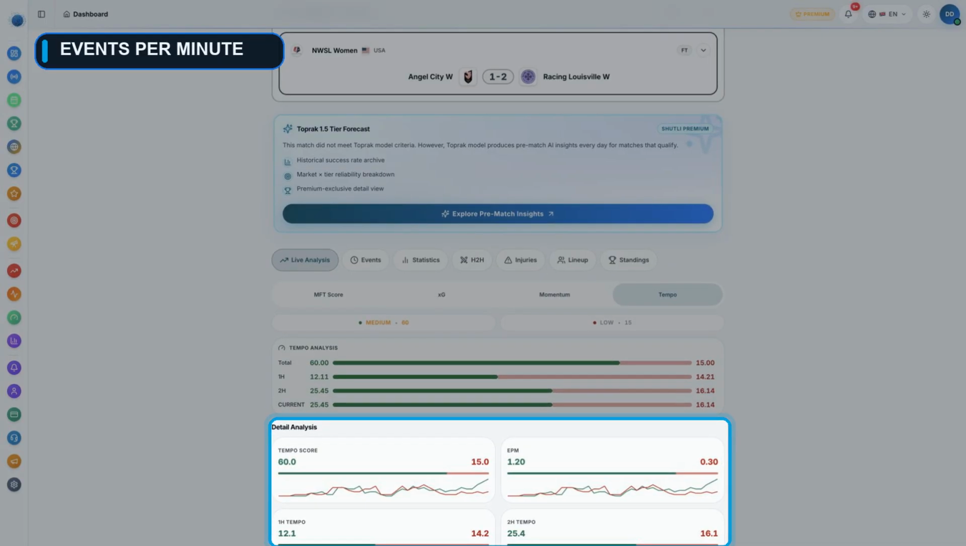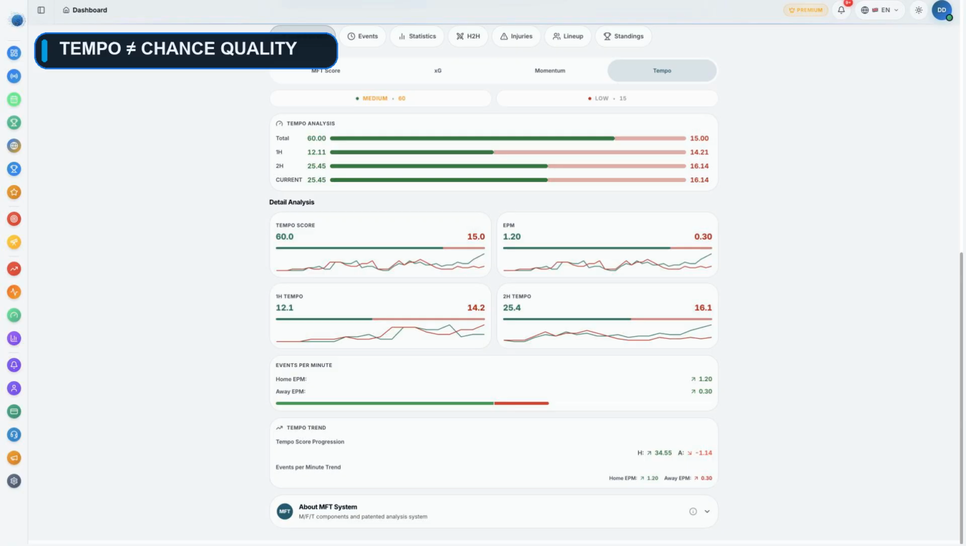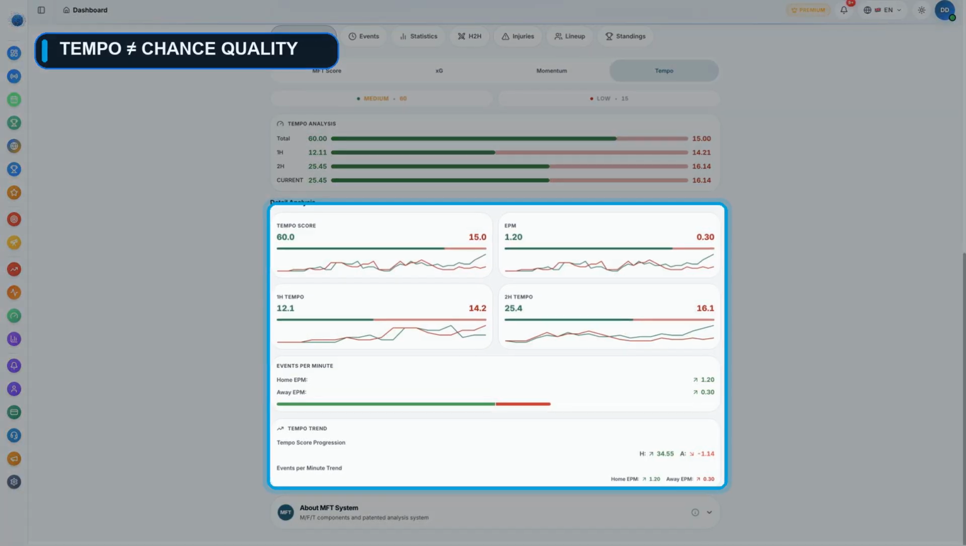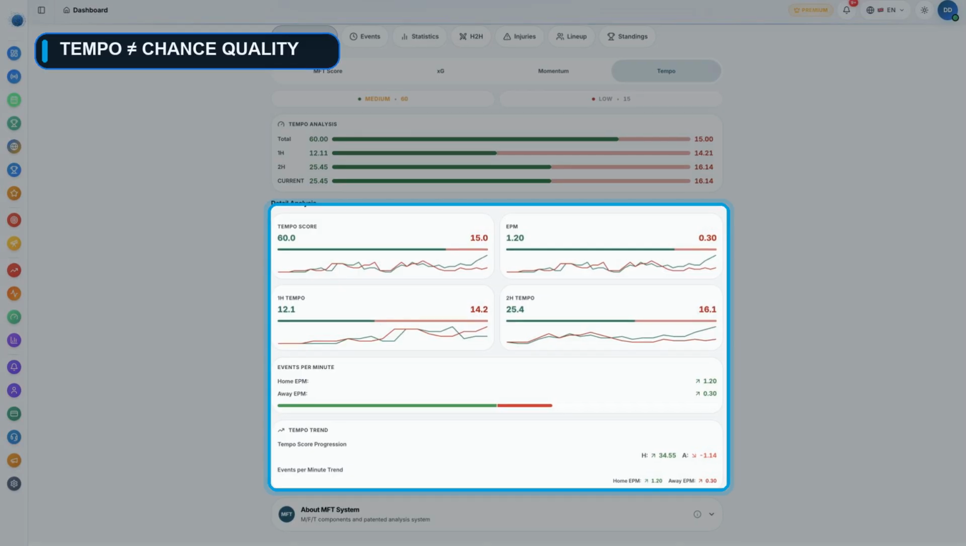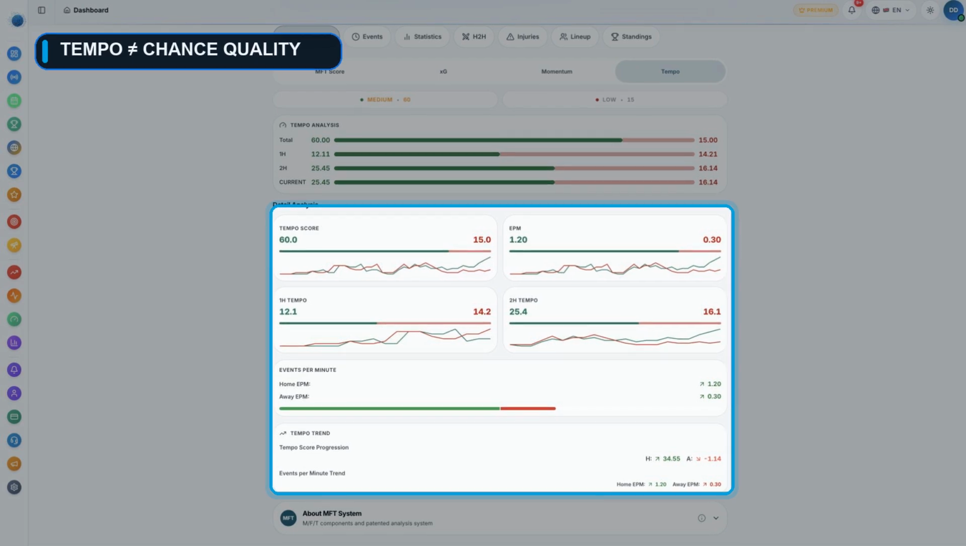Read the first and second half cards separately. The first half tempo values are 12.11 and 14.21. The second half and current values are 25.45 and 16.14. The trend shows which way the rhythm moves. High tempo does not mean good football, a certain goal, or the better team. It only adds context about intensity.